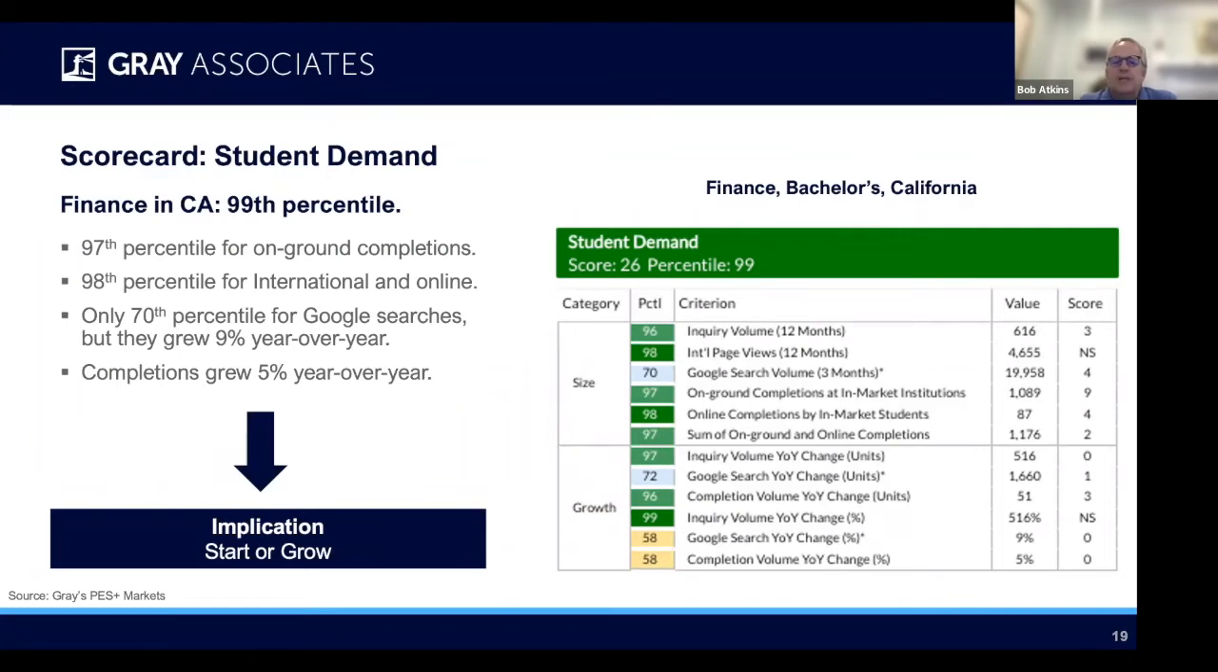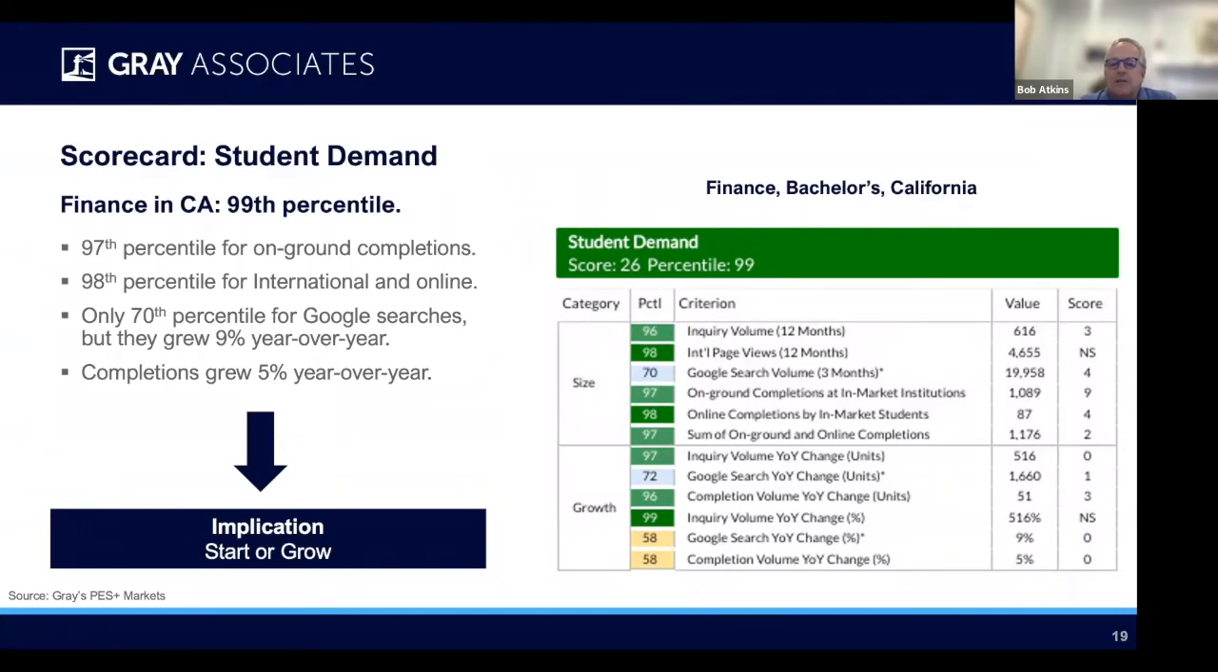You can see in this particular program, almost all our student demand indicators in terms of program size are green or dark green. So they're 95th percentile or higher. One exception, Google search volumes are only at the 70th percentile. That would give me a little bit of pause. It doesn't mean it's a bad program, but it does mean it's a very reliable data source. Would give me a little pause that it may not be as big as we sometimes think it is, or at least the student demand right now might not be as big as we would hope.